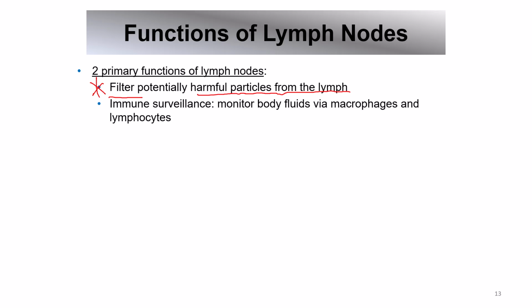Another function for the lymph nodes says here immune surveillance. Once the white blood cells see that pathogen, they can go and alert other white blood cells so that they also know to look for the pathogen. We can underline here, this is for monitoring body fluids using the macrophages and lymphocytes.